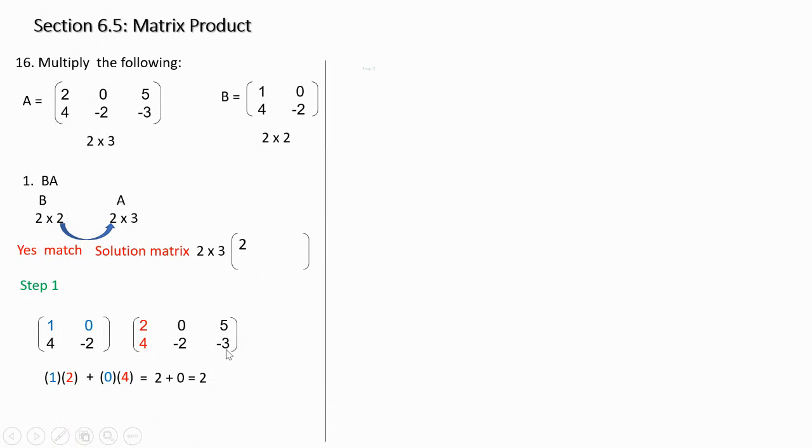Step 2. I'm done with the first column. Now I'm going to multiply again the 1, 0 times the second column here, which is column number 2. So 1 times 0, 0 times negative 2 is going to give us 0 plus 0. The answer is 0. So the 0 goes here in the second slot.